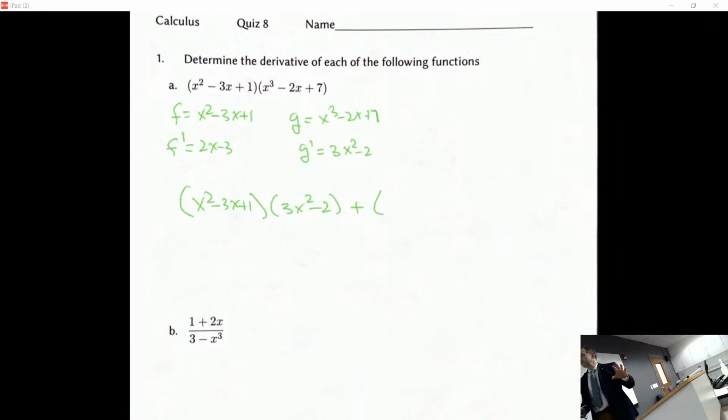Just to point out, when you do these, you don't have to simplify them. So don't feel like you have to expand anything. Just write your answers using the quotient rule and the product rule and leave it unsimplified. It'll be a lot easier for me and quicker for you.